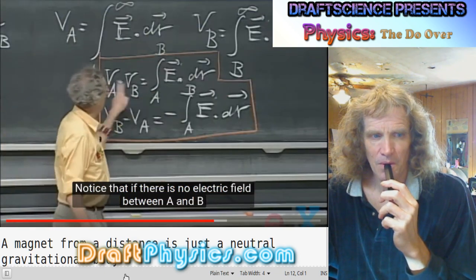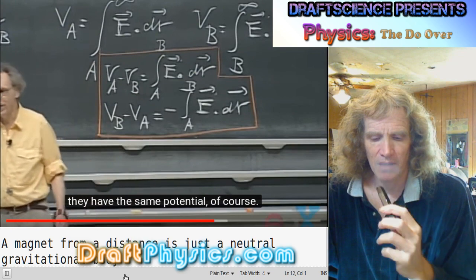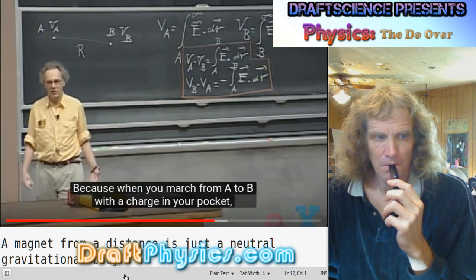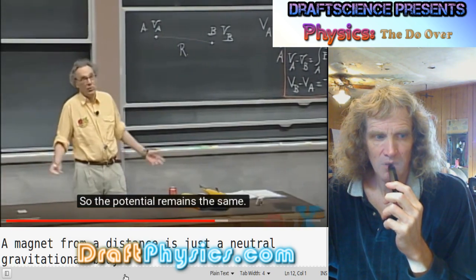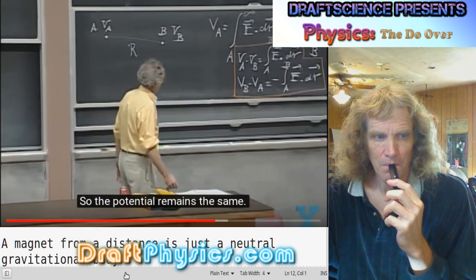Notice that if there is no electric field between A and B, they have the same potential, of course. Because when you march from A to B with your charge in your pocket, no work is done, so the potential remains the same.